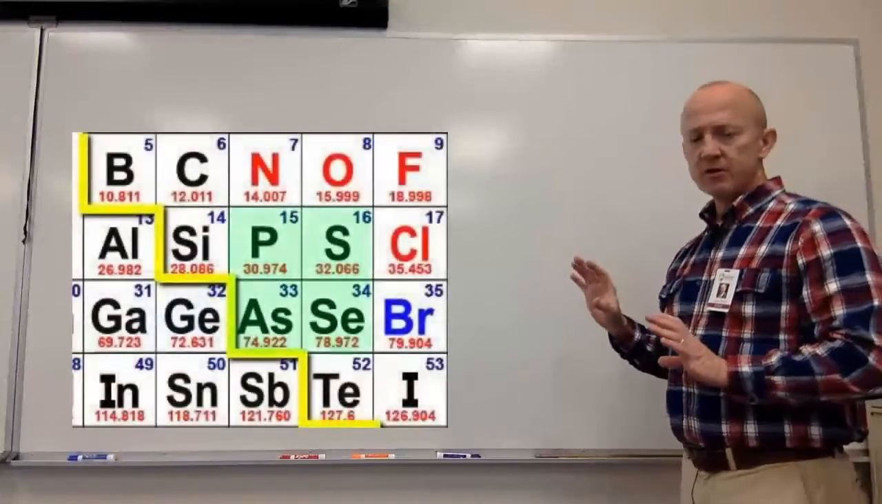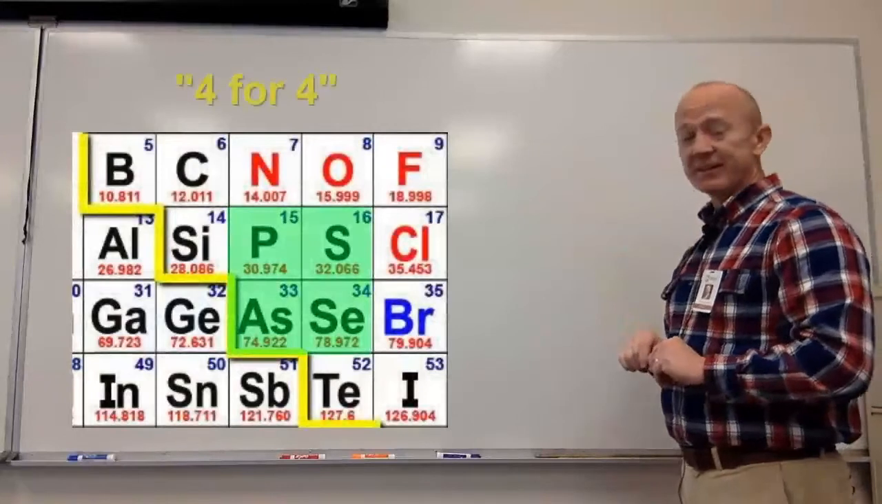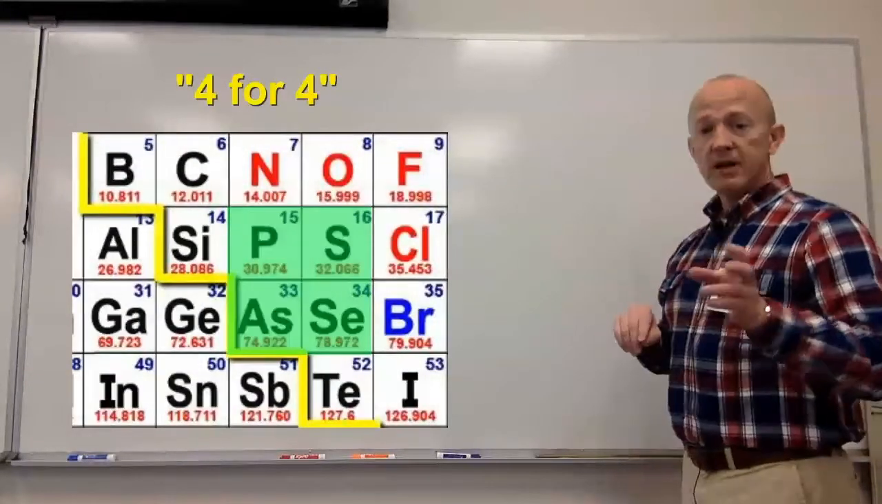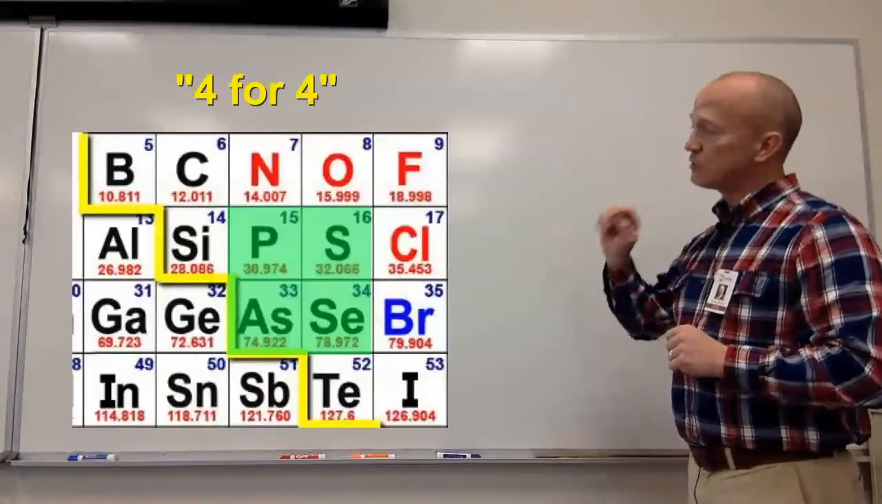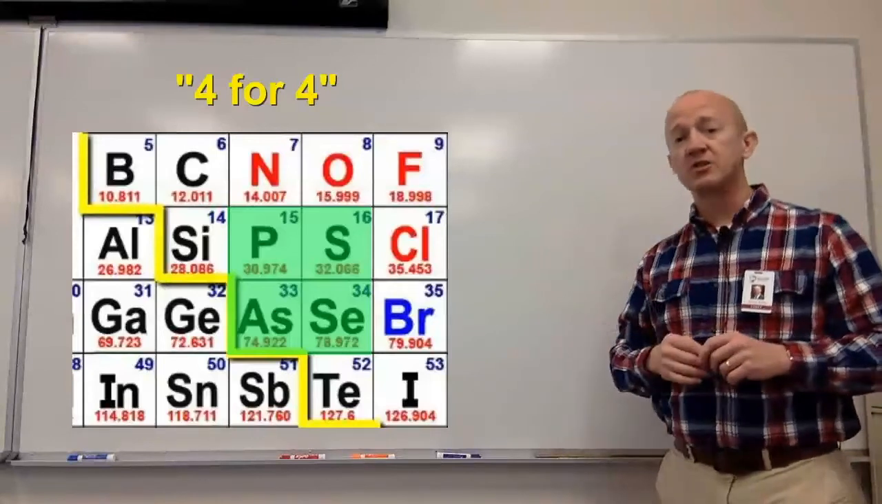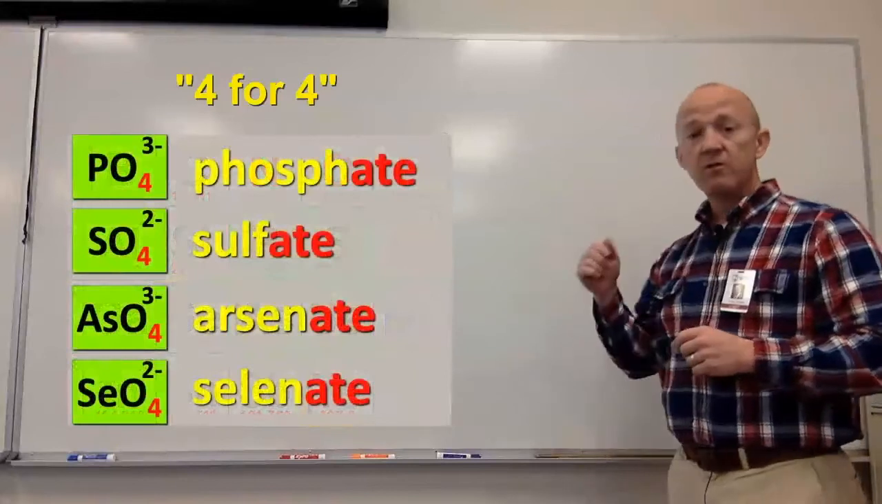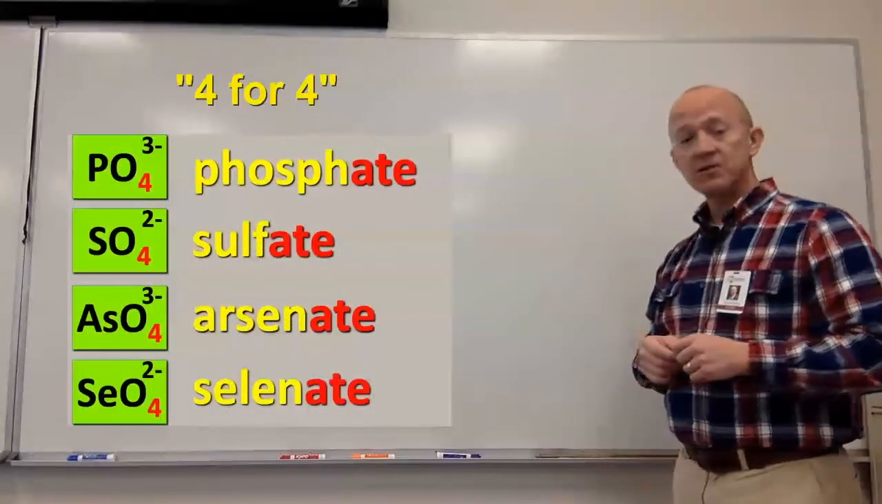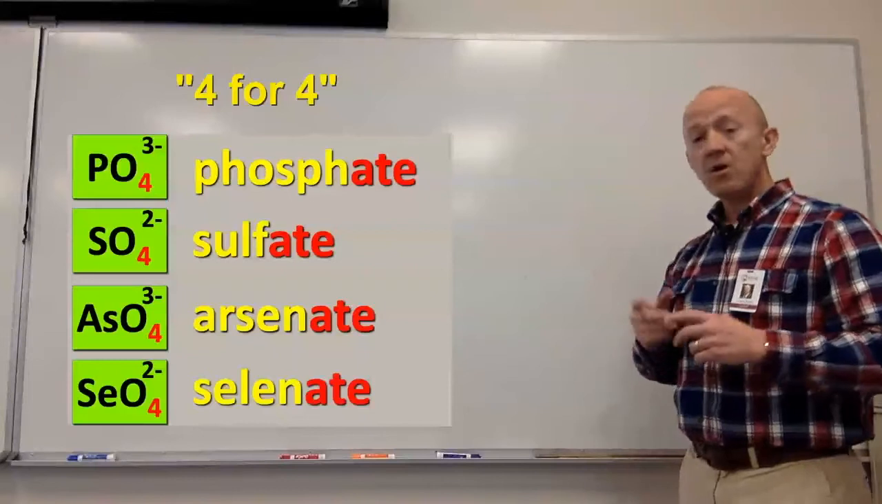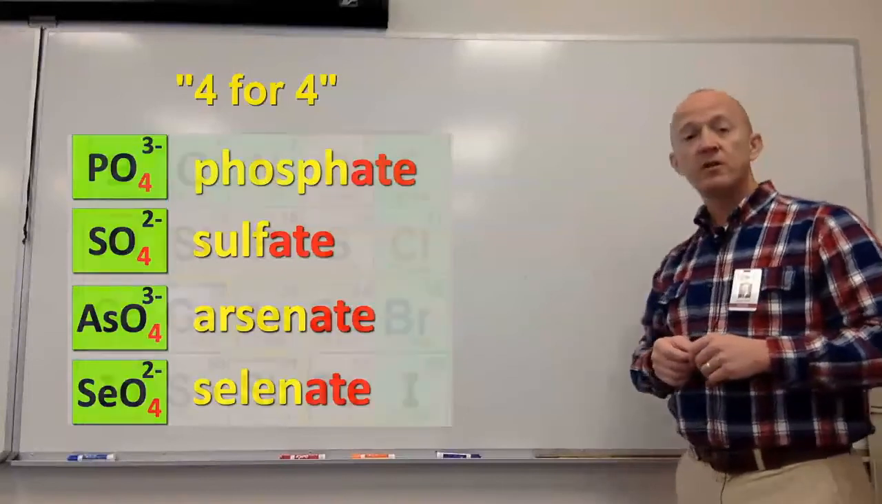Let's look at the nonmetals. These four that are highlighted, I like to call my 4 for 4. And here's what that means. If any of those four have 4 oxygens attached to them, they'll have the ATE ending. PO4, phosphate, SO4, sulfate, AsO4, arsenate, SeO4, selenate.